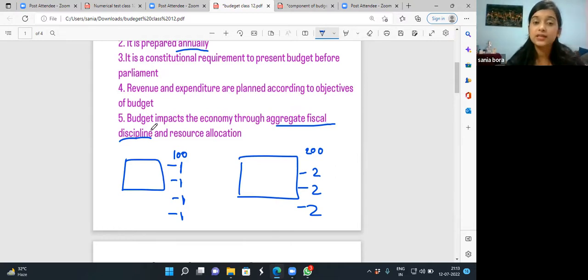Okay. Next is resource allocation. Resource allocation is basically where I'm putting my budget, where I'm spending money. Allocation is basically locating the things. So where I'll be allocating the resources, where I'll be spending more money, that will be affecting the economy as well. So budget impacts the economy through aggregate fiscal discipline and resource allocation.